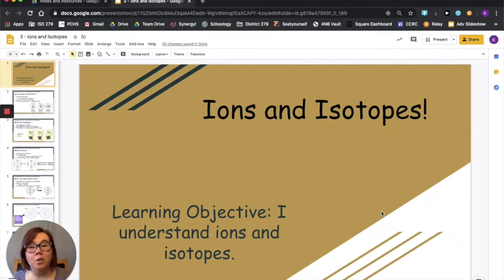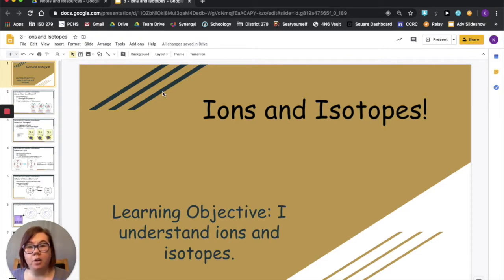In today's video, we are going to go over ions and isotopes, with our objective being to understand both of these concepts. These are some of those variations to what an atom is that we've talked about, or I've alluded to in the past videos. So we're going to start getting into what those changes and variations can look like.